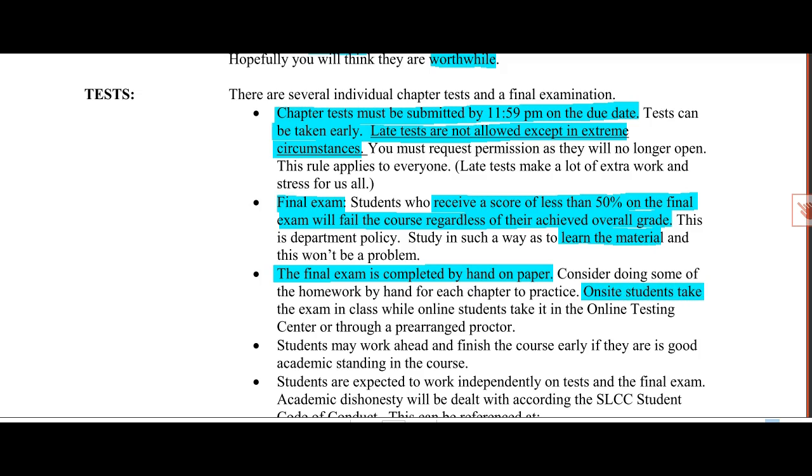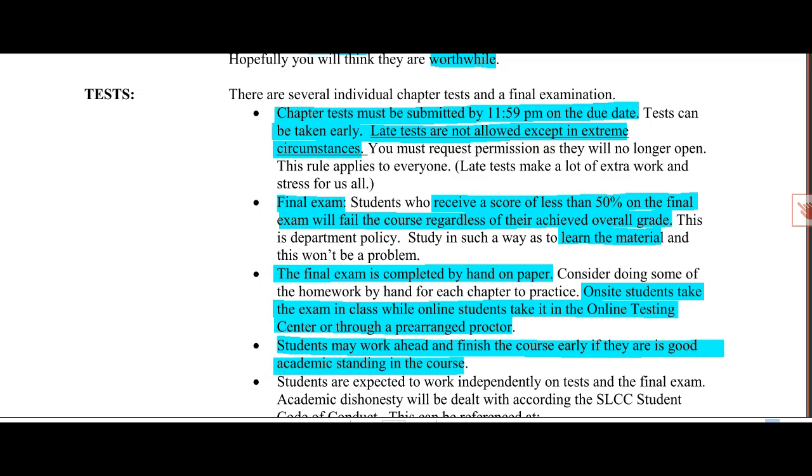On-site students will take the exam in class. Online students will take the final exam in the online testing center or through a pre-arranged proctor. You can work ahead and finish this course early. So if you're done and you're in good standing, you can take the final as soon as you complete the other course material. And I would say, go team.